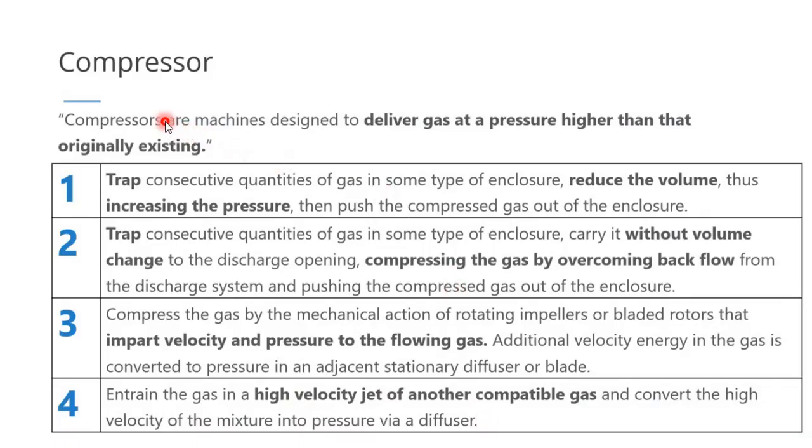So let's define first, ano ba 'tong compressor? Compressors are machines designed to deliver gas at a higher pressure than that originally existing. So for example, from atmospheric pressure of 14.7 psi, using a compressor, you can increase the pressure up to, let's say, 20 psi absolute.